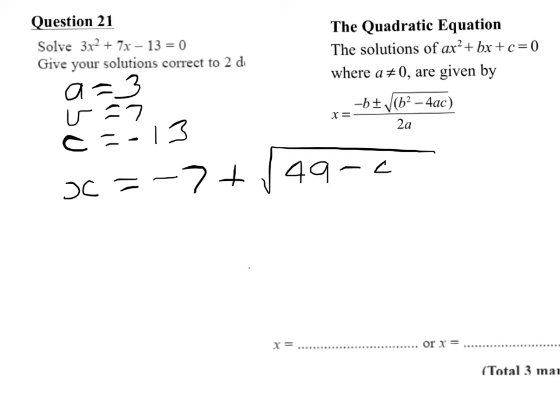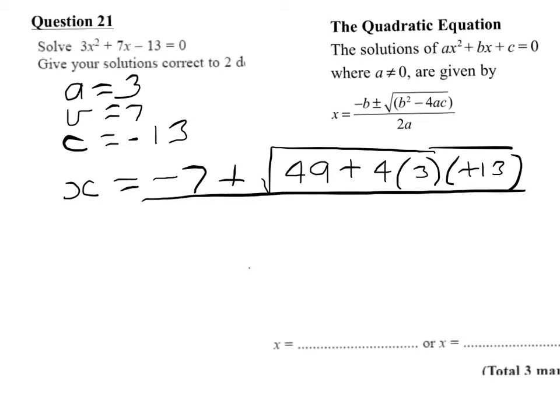Minus 4 lots of a, which is 3, times c, which is minus 13. It's usual for the c to be a negative, and if I put a plus there, remember to put your plus there. And all of that is to be divided by 2a, which is 2 lots of 3. Now this can all be done on a calculator in one go, and I will show you a screenshot of my calculator and how I did this.